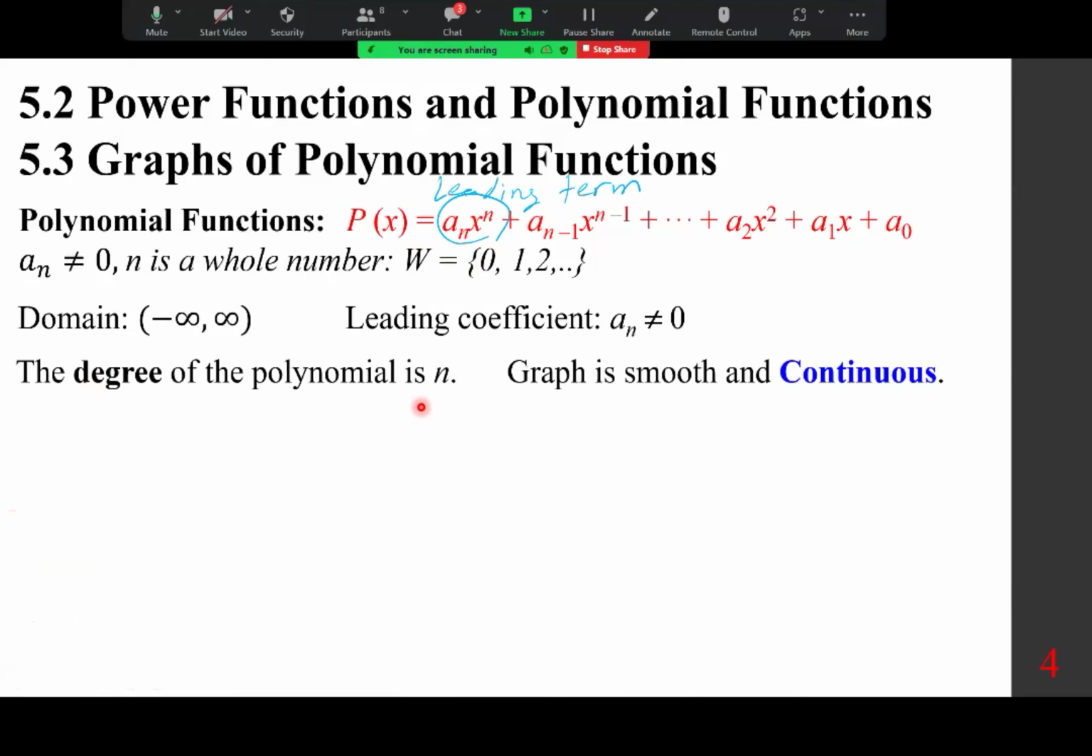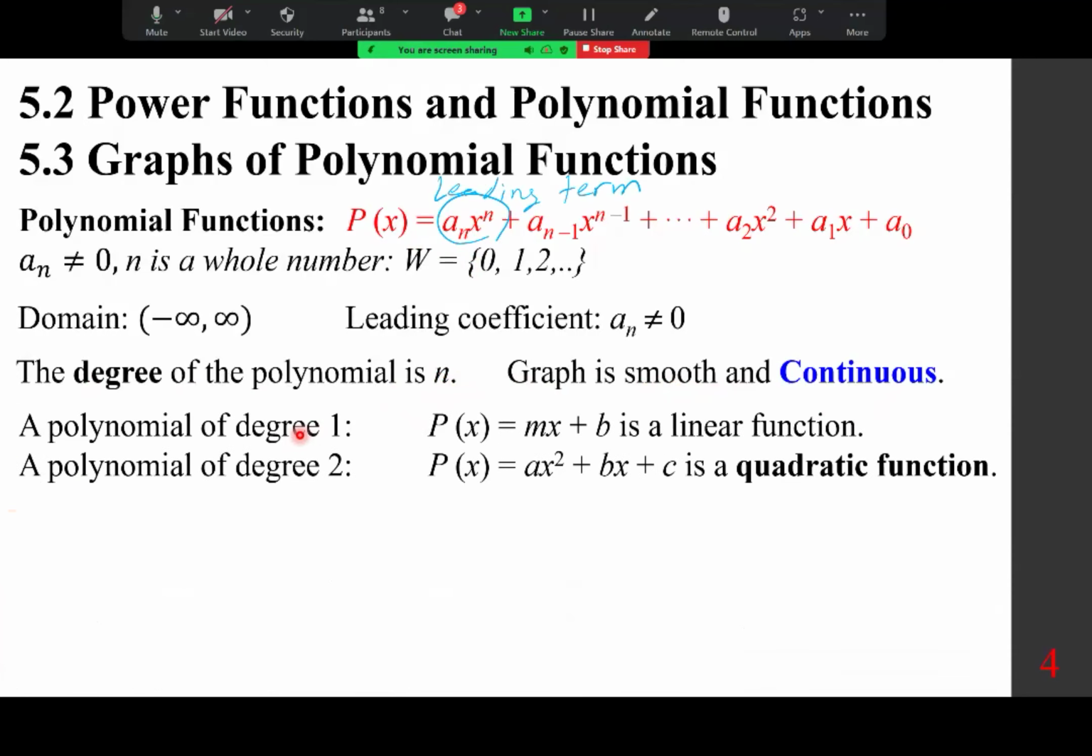The degree of the polynomial is n. Graph is smooth and continuous. Examples: a polynomial of degree 1, we are familiar with that. P(x) = mx + b is a linear function. A polynomial of degree 2, P(x) = ax² + bx + c, is a quadratic function.